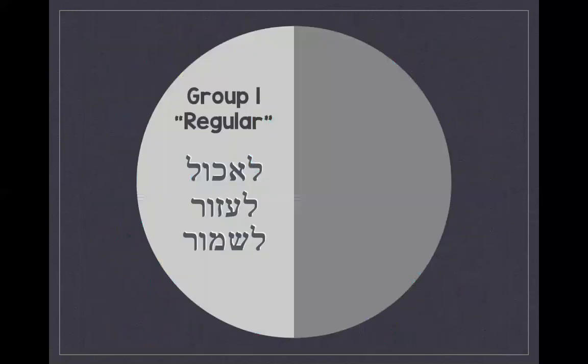So these verbs all fall into a similar type of group. We're going to call them group 1. These are just regular verbs, like le'echol, la'azor, lishmor, and there are tons more. In this video, we're going to focus on another group of verbs, and this is still within the Paal binyan. So we're still within the same verb category, but within this category, there are several different variations.